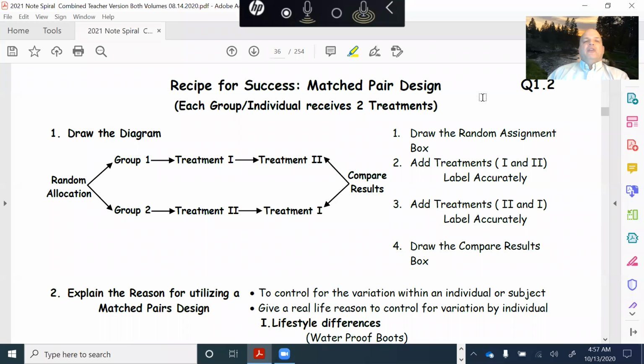Okay, we're on page 36 of the note spiral, and so we'll be doing page 36 and 37. We'll be talking about a matched pair design. So I want to talk about a matched pair design before we look at the diagram.